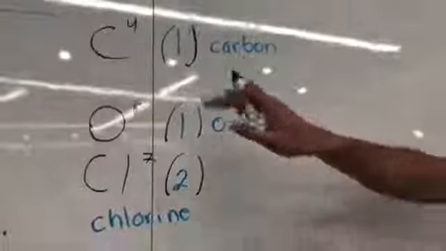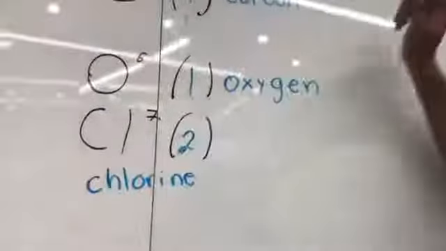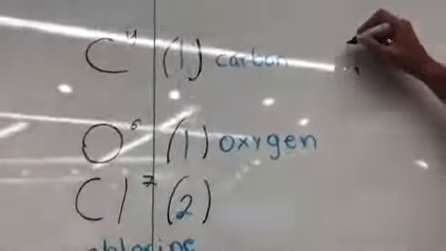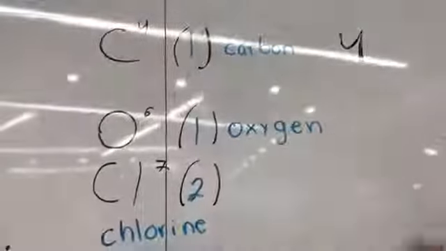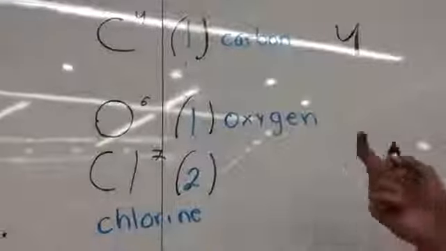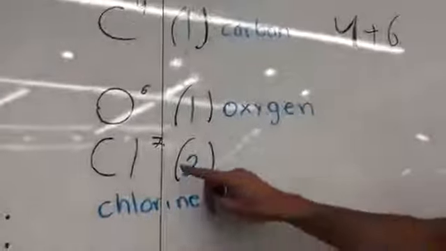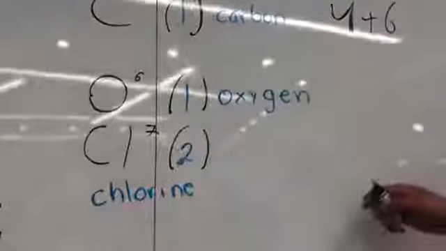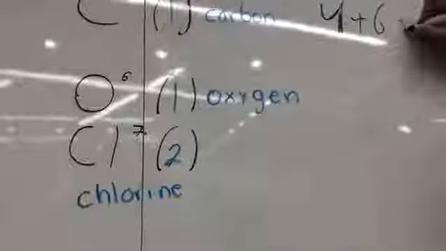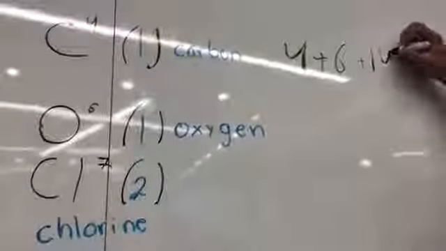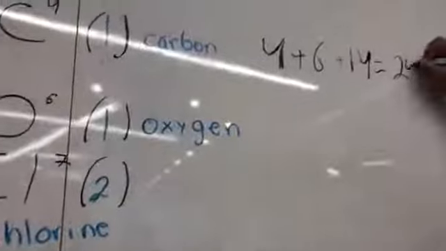We are here with our second example. First, we have one carbon, and this carbon has 4 valence electrons. We have 4 right here. Now, oxygen, we have 1 oxygen and it has 6. So, plus 6, right? And we have 2 chlorine, 2 times 7 is 14, right? Here, we have 24. Now, how do we do this?